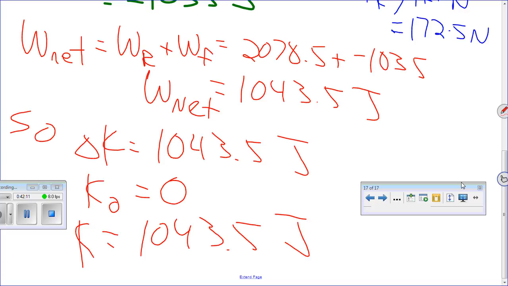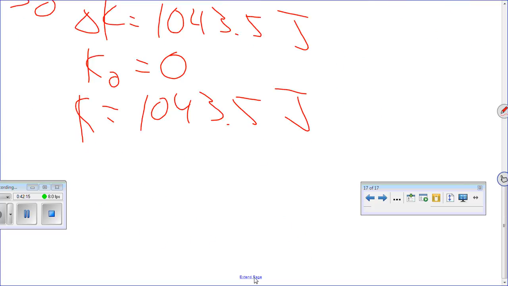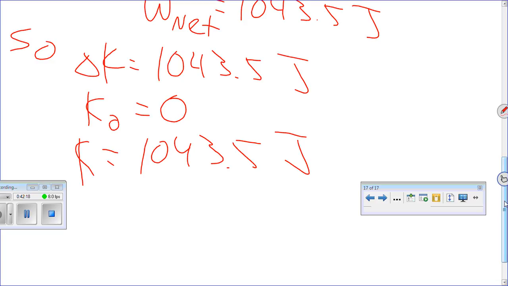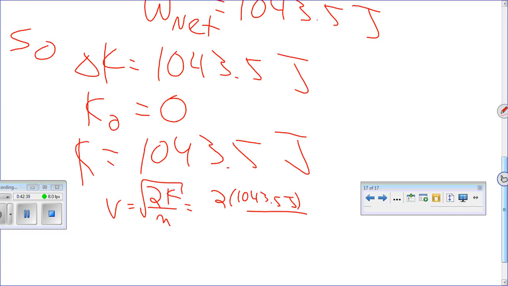We're like 10 seconds away from being done here, if I could get my board to work. All right, is everybody good with what I did here? Yeah. So now we can find the velocity, right? That was question C. Everybody good? So 2 times 1043.5 joules divided by, what was it, 50 kilograms? Square root it, and it should give you, what did I say, 6.46? There you go. Cool?